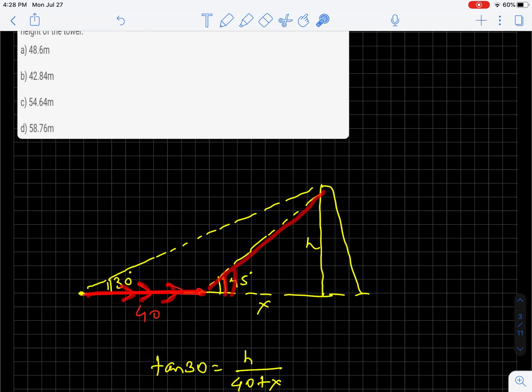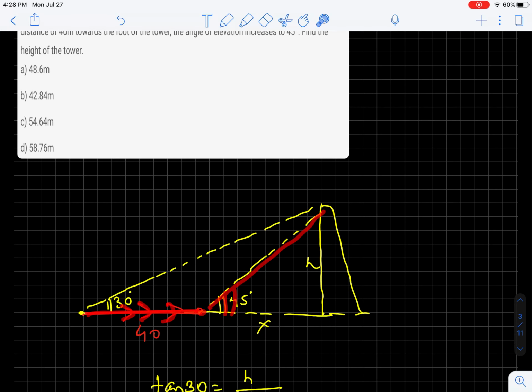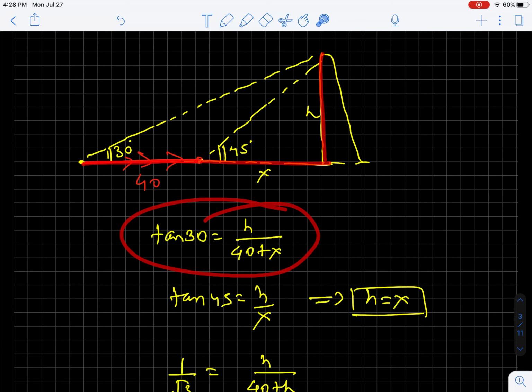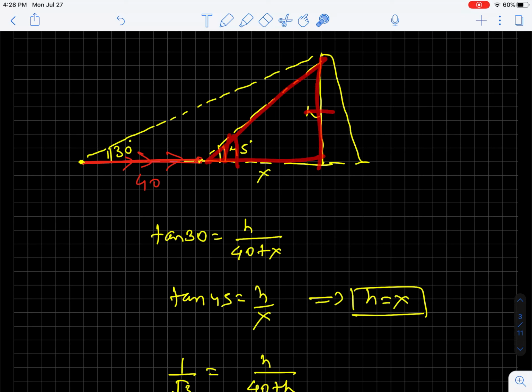Okay. You have to find, they can ask two things. Either they can ask about the height of the tower or the distance between the final point from where you are viewing the top of the tower. They can ask about x or the total distance, x plus 40. Now apply tan 30 is equal to h divided by (40 plus x). First discussion. And in the second triangle, tan 45 is equal to h by x. Tan 45 is perpendicular divided by base. Because this is 45 degrees, h must be equal to x.